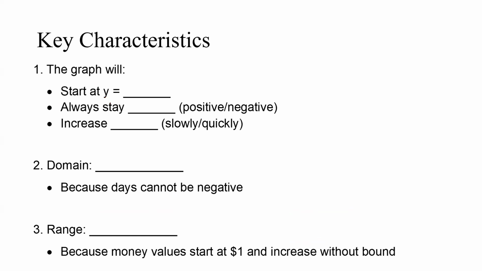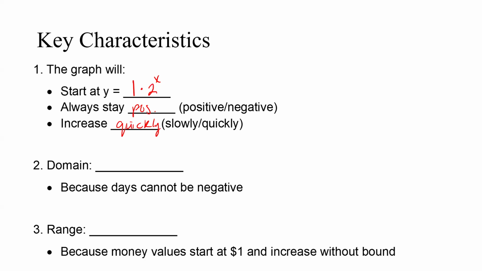So what would our equation look like if we were to graph this? Well, we're not going to plug everything in. So our a would be 1, our b would be 2, and it's to the x. This graph is going to always stay what? Positive. And is it increasing slowly or quickly? Quickly. Because imagine we went from day 0 of 1 to now being at day 4, at 16.